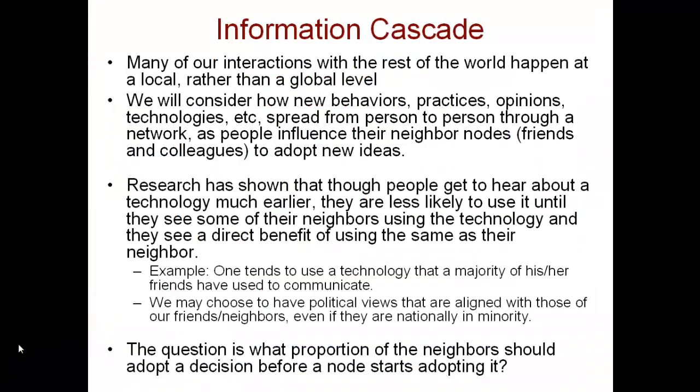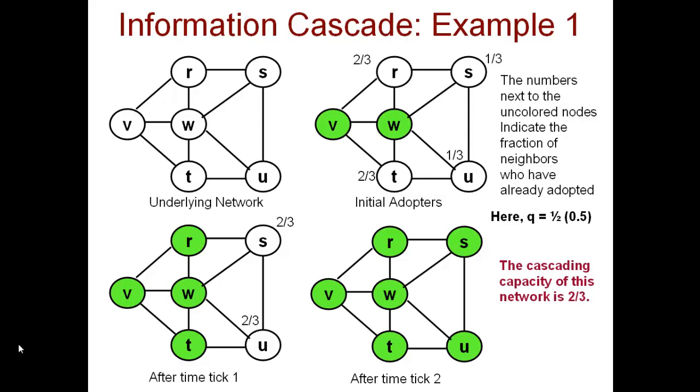Okay, so in this module, we look at the problem of information cascade, which is like you have a set of initial adopters of some decision, say in a network. How soon will that decision spread to the entire network? Let us say, for example, in this case, V and W have adopted, say, to vote for some candidate, and that is green in color. Now, can this influence everyone else in the network also to vote for the same candidate or not?